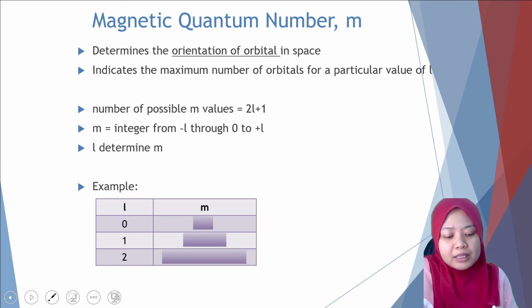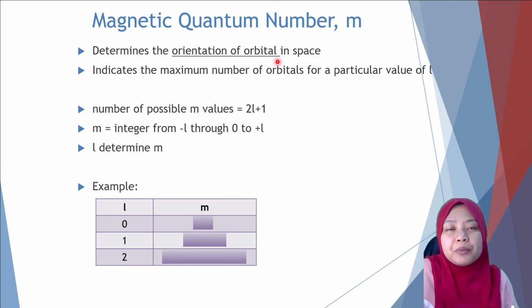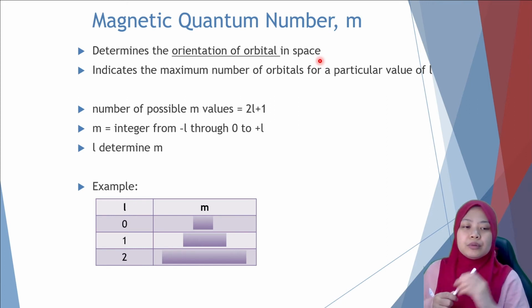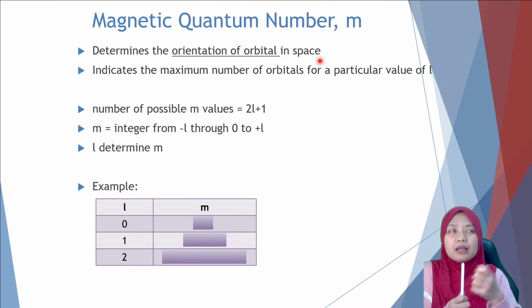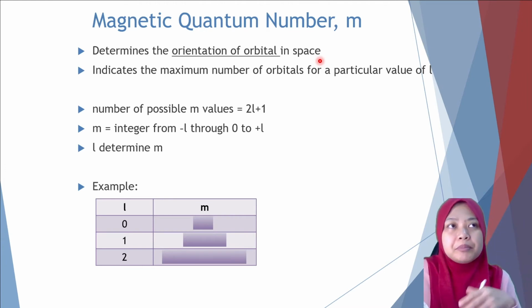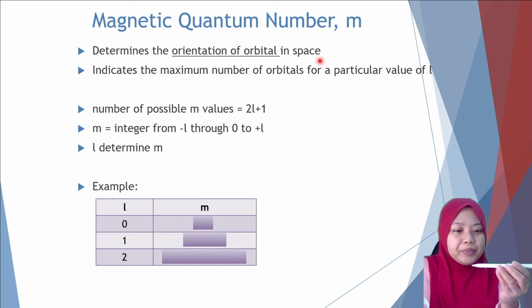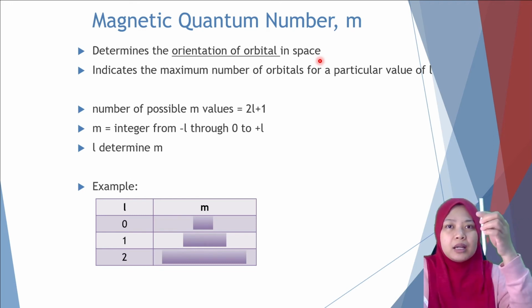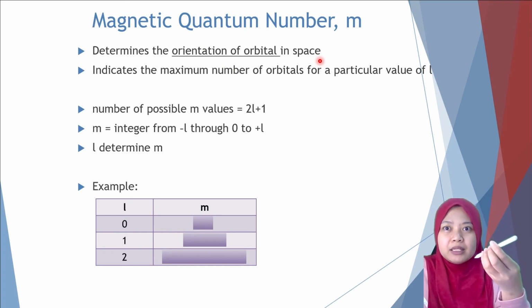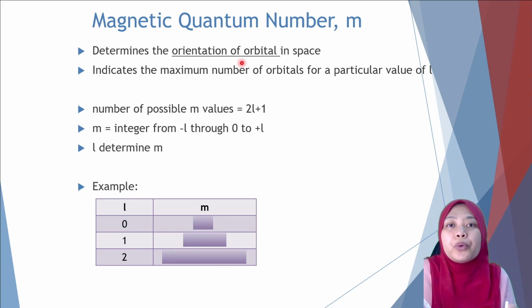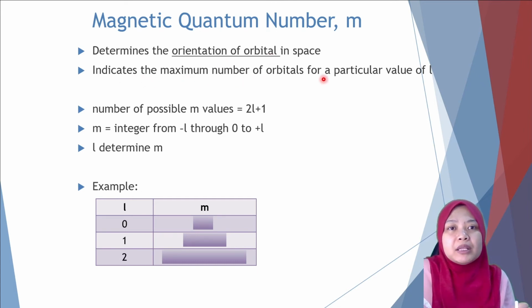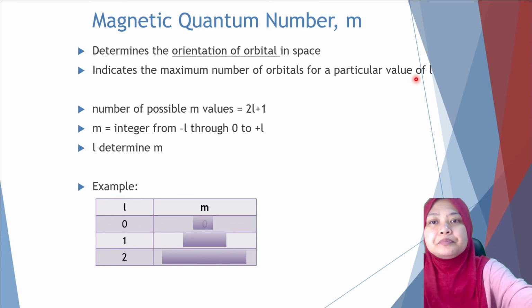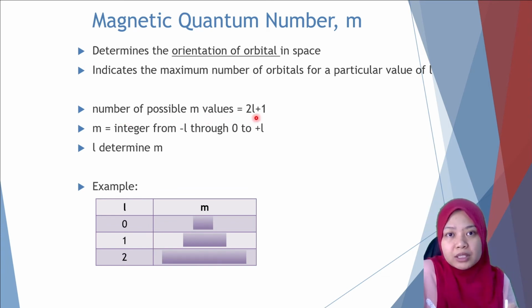This quantum number determines the orientation of orbital in space. Orientation tu maksudnya tadi you ada belajar sama ada dia bentuk bulat, bentuk dumbbell ataupun bentuk cloverleaf. For example, for p orbital, dumbbell. So dumbbell tu keadaannya macam begini ke, tegak macam ni ke, senget macam ni ke. That is what is meant by the orientation of orbital here. It also indicates the maximum number of orbital for a particular value of l. The number of possible m values is 2l plus 1.